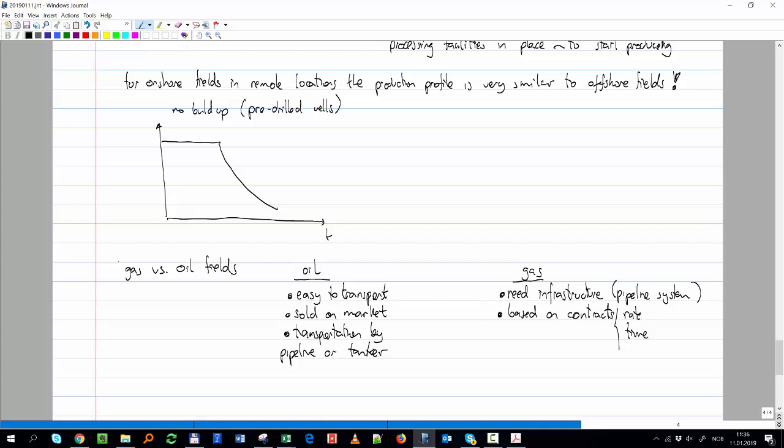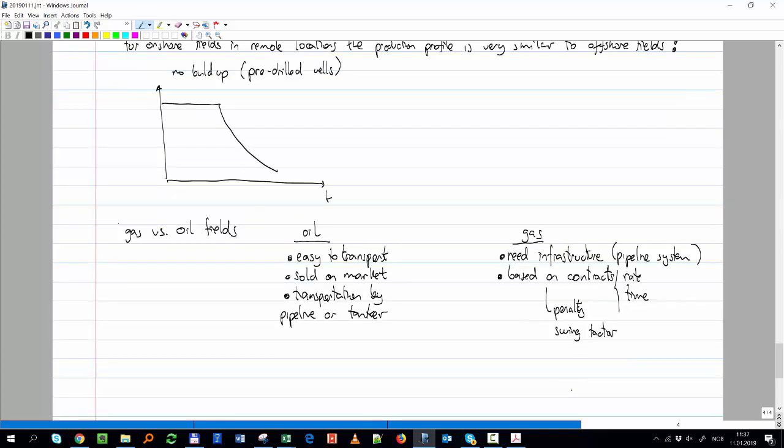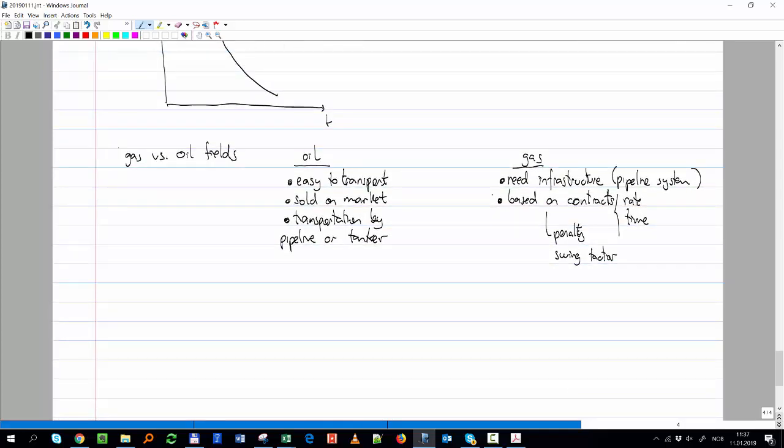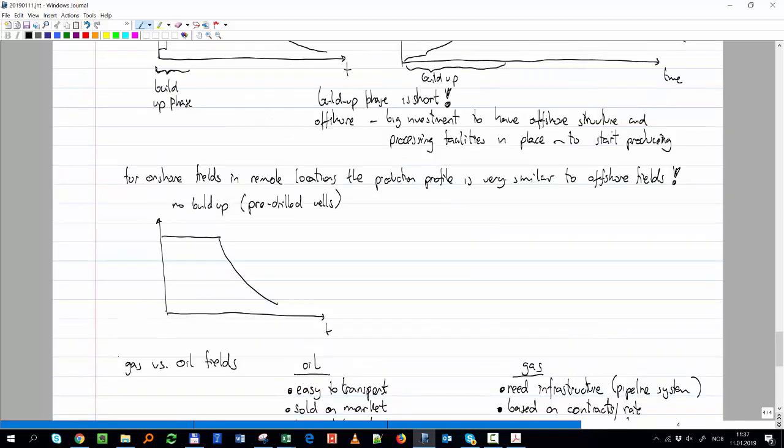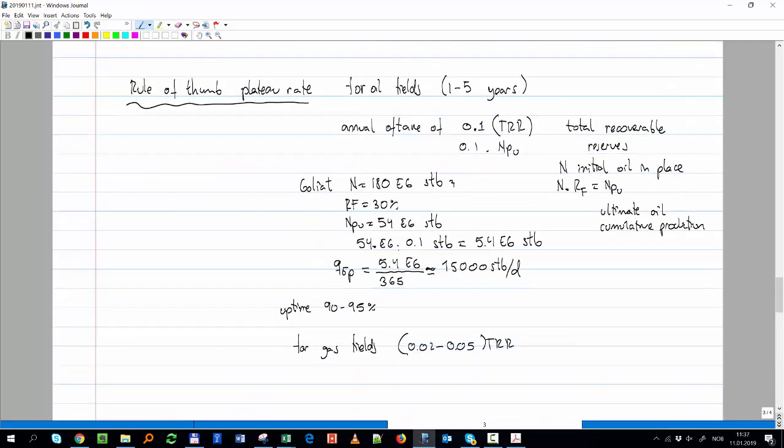Okay, so sometimes in these contracts you have a penalty: if you cannot deliver that amount of gas, you have to pay a penalty. And they also have what is called a swing factor. That means that sometimes they can take a bit more and you should be able to give that, or they can take a bit less and then you should reduce the rate. These are the two main ones. So that's why gas tends to have a longer plateau. We didn't mention it here, but the plateaus of gas, we should include it here.